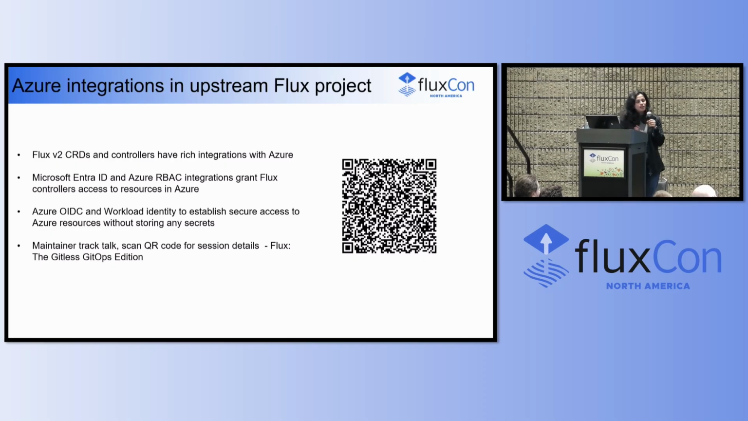There are a number of these rich integrations, and Microsoft Entra ID and Azure RBAC are enabled on all of these to grant access to your Flux controllers. In the last few releases, we've worked to enable Azure OIDC and workload identity to establish secure access to Azure resources without storing any secrets, making the overall GitOps workflow more secure.